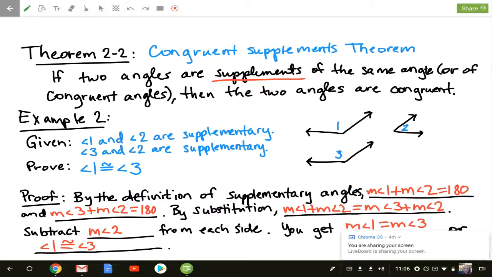Okay, so this was very similar to the proof of the vertical angles theorem, and that's because the vertical angles theorem is kind of a special case of the congruent supplements theorem. So it's a smaller case. Not all angles will be vertical angles; like these pictured are not vertical angles, but it's almost the same proof as what we just did.